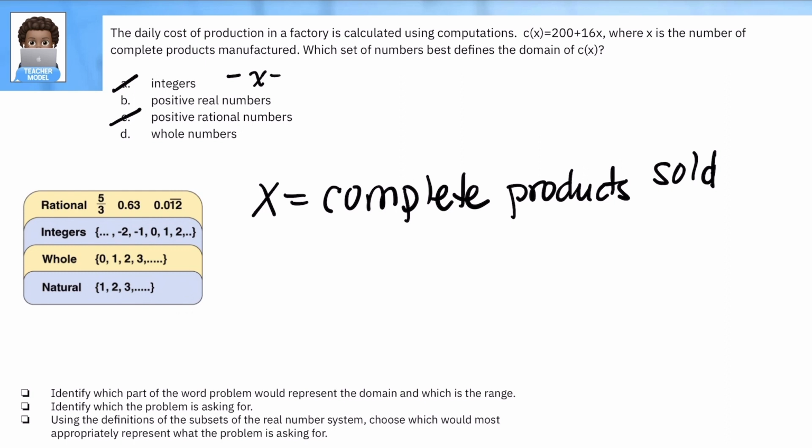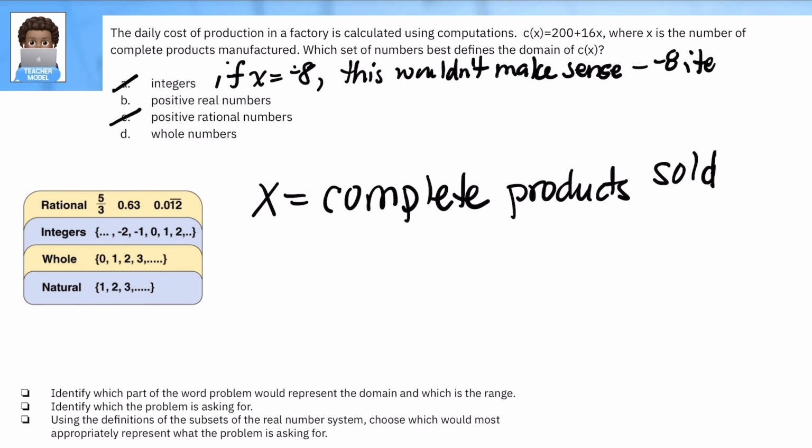So I'm going to put that in there. If x equals -8, this wouldn't make sense. -8 items sold. And the same thing with rational numbers. If x was 3/4, again, it wouldn't make sense. We wouldn't talk about 3/4 of an item sold.